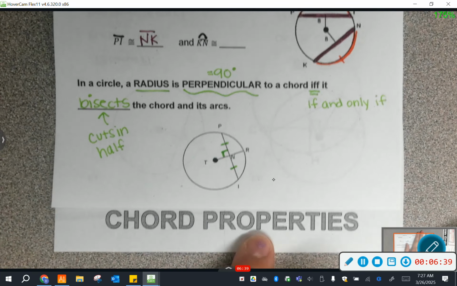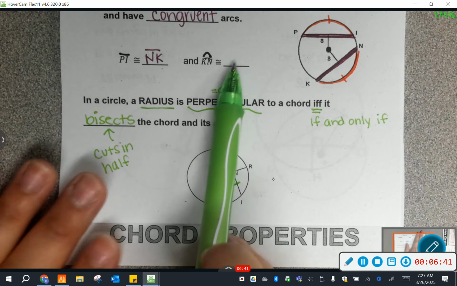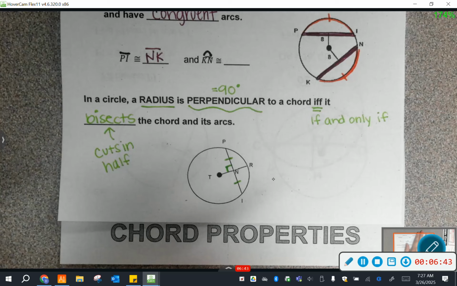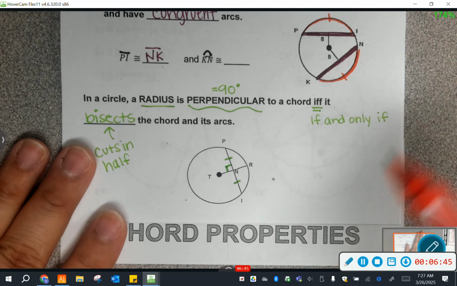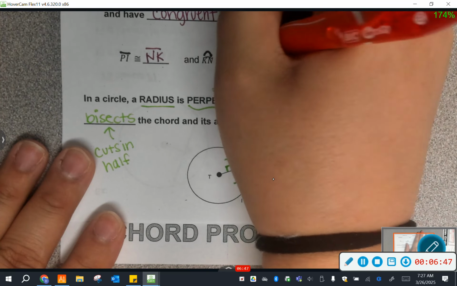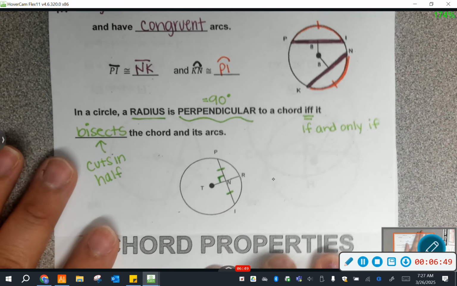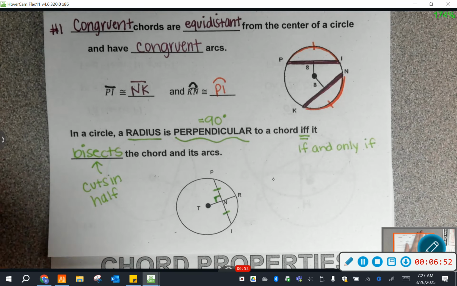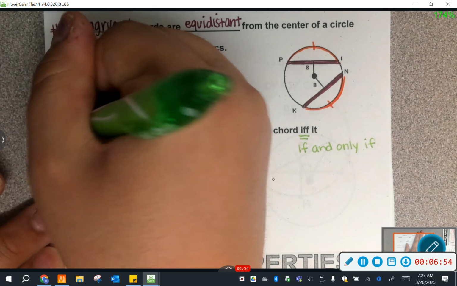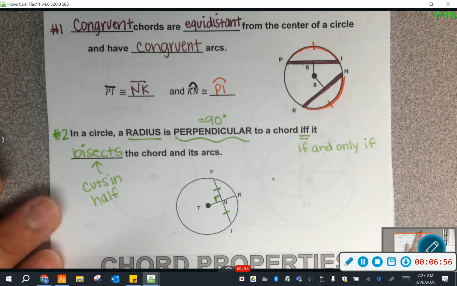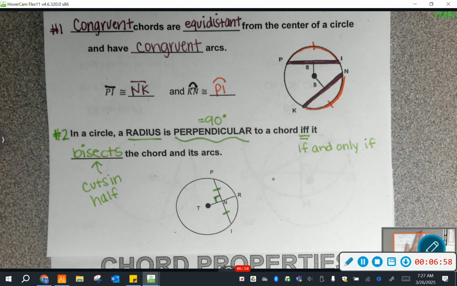So I need you to make sure you have, oh, we forgot to add this right here. Sorry. What is arc KN congruent to? Arc PI. Everything I have written down, can you please write down? So theorem number 1 about chords, theorem number 2.